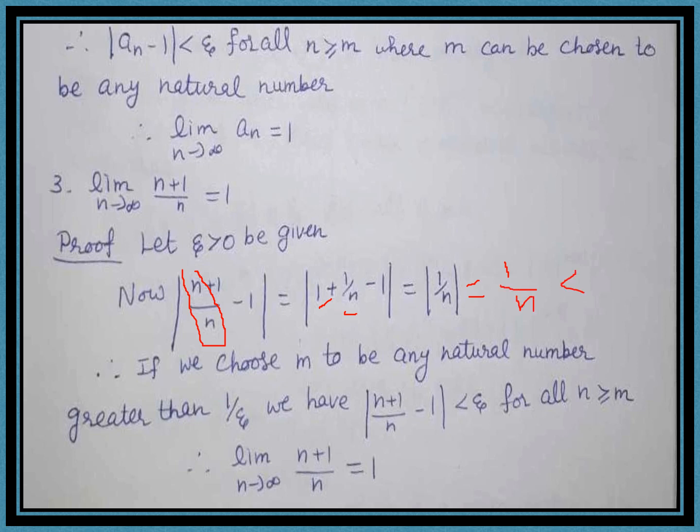This should be less than epsilon. As in the first problem, 1 by n will be less than epsilon if n is greater than 1 by epsilon. Therefore, if we choose m to be a natural number greater than 1 by epsilon, we have the absolute value of (n plus 1) divided by n minus 1 is less than epsilon for all n greater than or equal to m. Therefore, limit n tends to infinity of (n plus 1) divided by n equals 1.